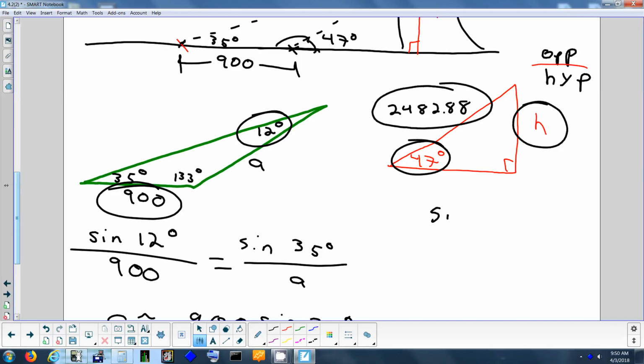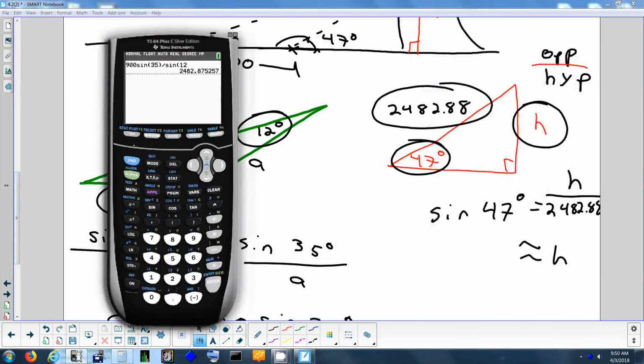What trig function uses opposite and hypotenuse? Sine. So this is what we did 2 weeks ago. So the sine of our angle equals opposite over hypotenuse. And what operation would we use to move that 2,000 to the other side? Multiplication. Right, so we have 2,488.88 times sine 47. And that's the height of the mountain. 1,815, we'll just say 0.9 meters. So 1815.9.